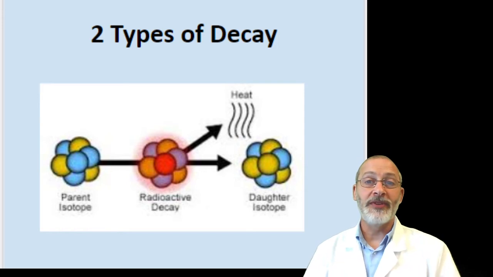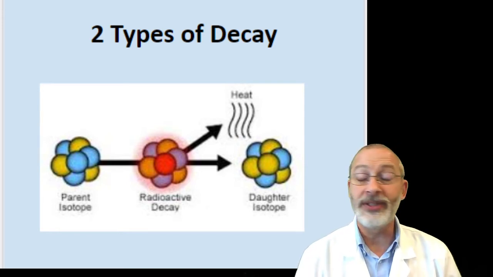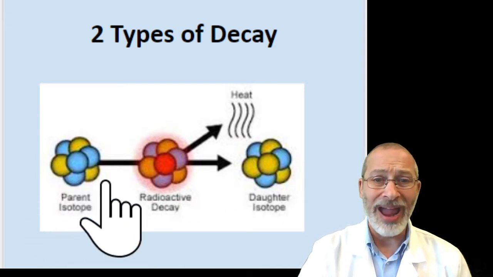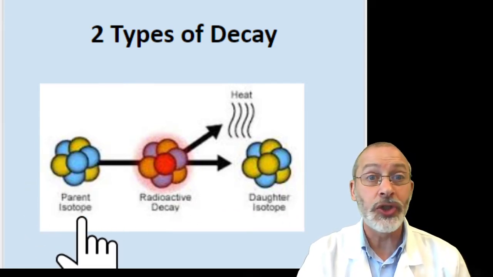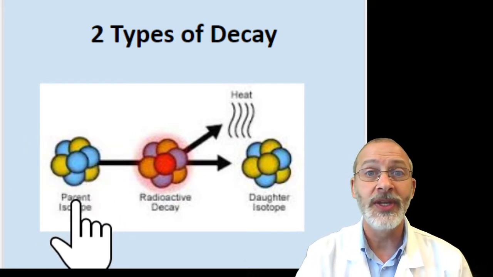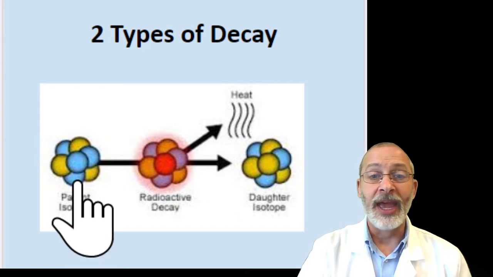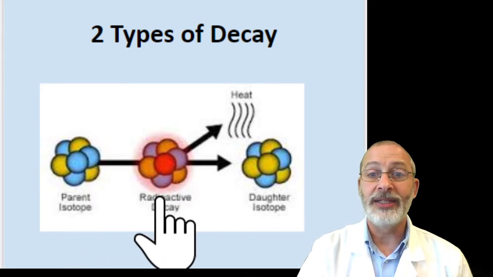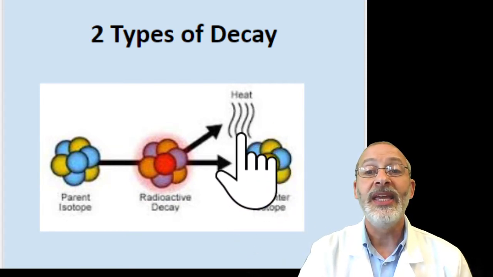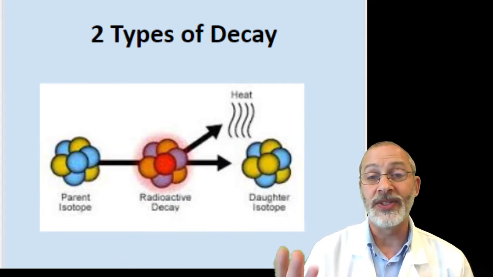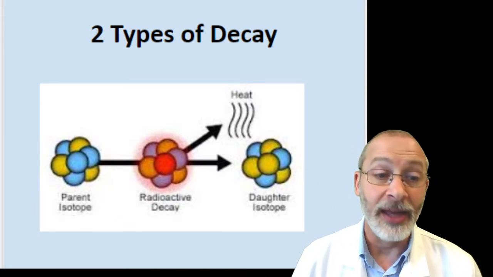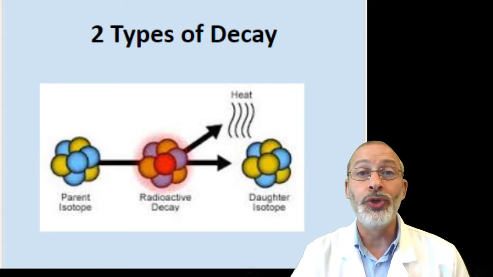Now, there are two types of decay that we're going to discuss here. And again, we start off with a parent element, an isotope in particular, an isotope with a different number of neutrons than protons. And radioactive decay takes place, producing a different element and releasing heat energy in the process. This is how a nuclear power plant works, by the way. We'll talk more about that in the next topic. So back to the two types of decay.